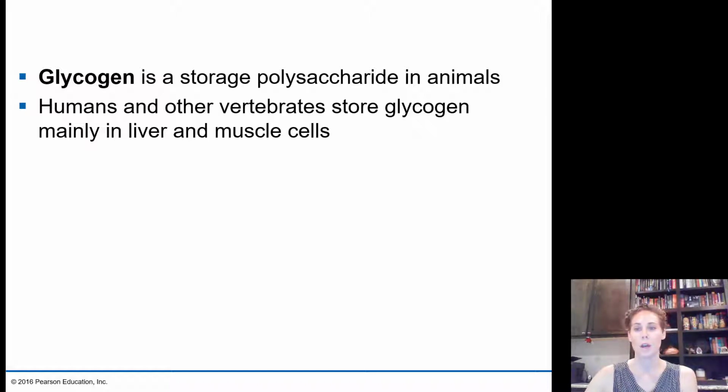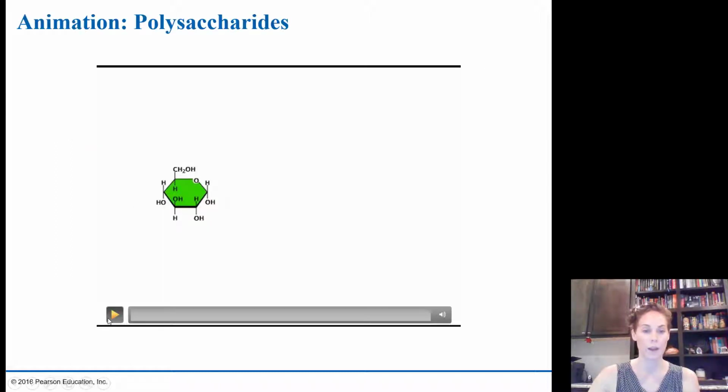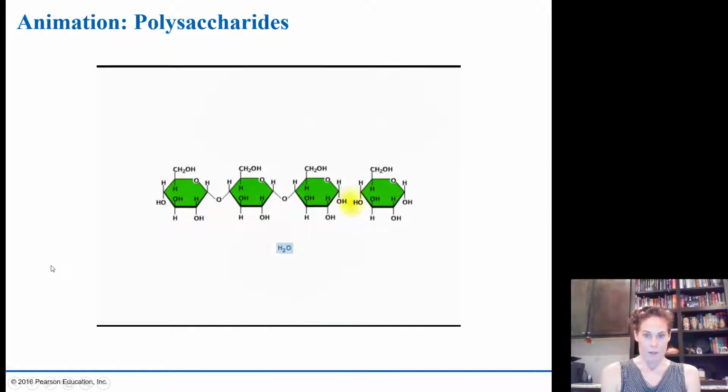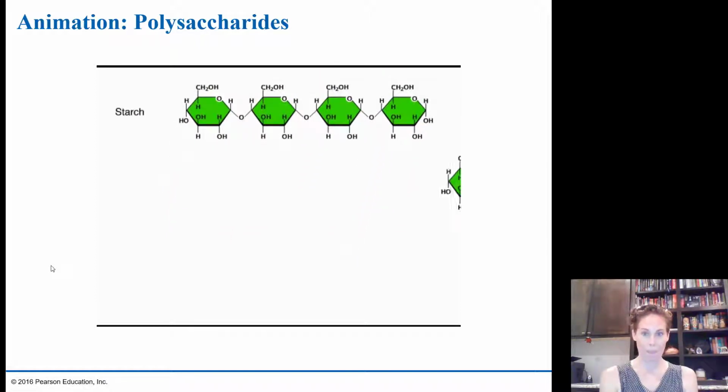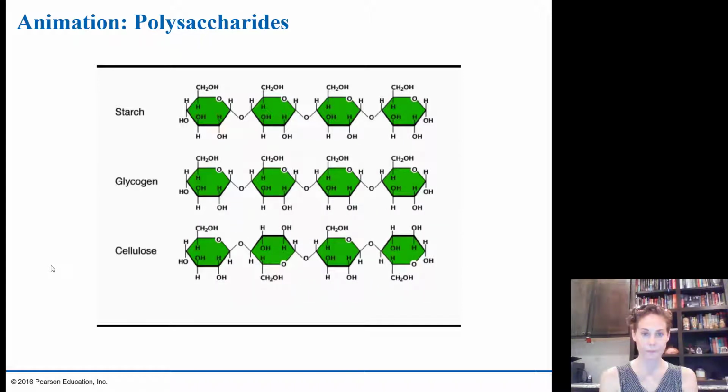Glycogen is a storage polysaccharide in animals. Humans and other vertebrates store glycogen mainly in the liver and muscle cells. So, when you eat, your liver actually will release enzymes to help break up that glycogen for you, and some people have issues where they don't have enough of that enzyme. Polysaccharides are polymers, long chains consisting of hundreds to thousands of linked monosaccharides.